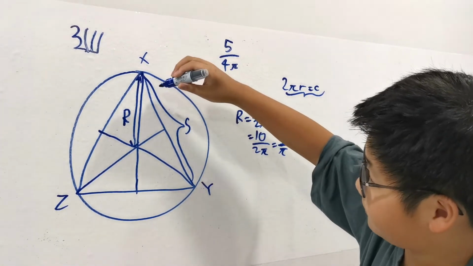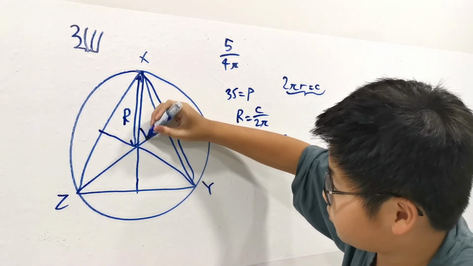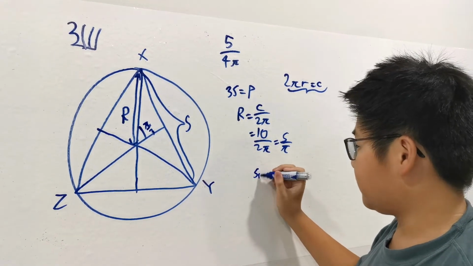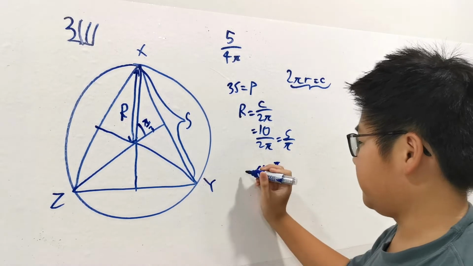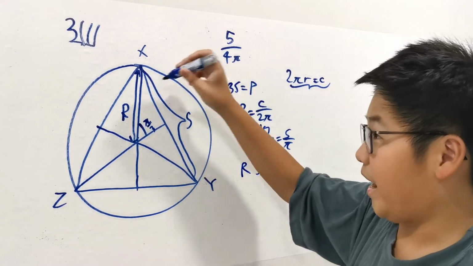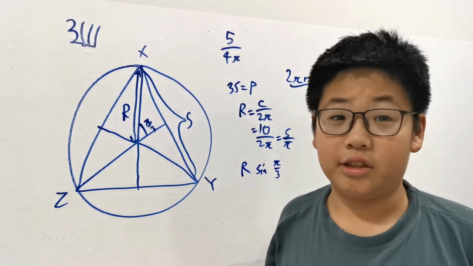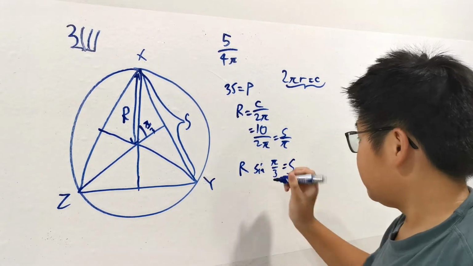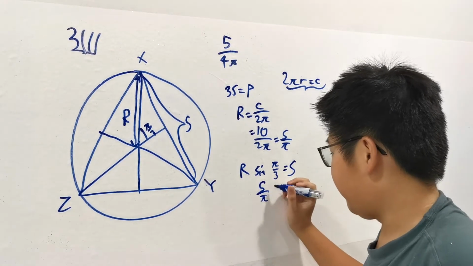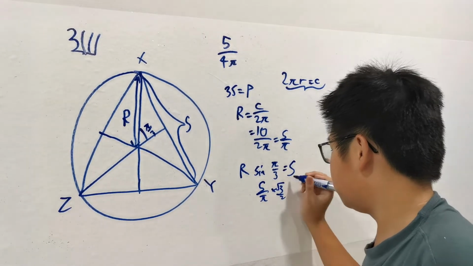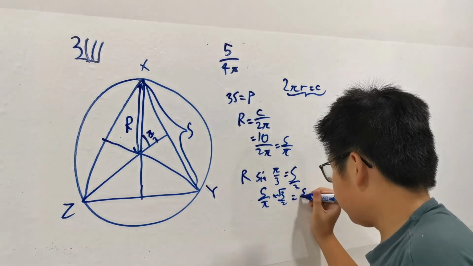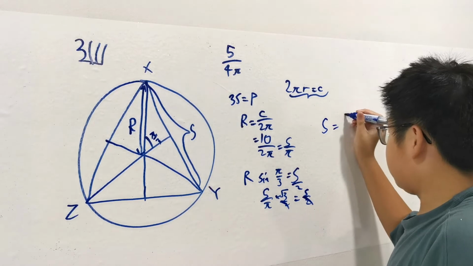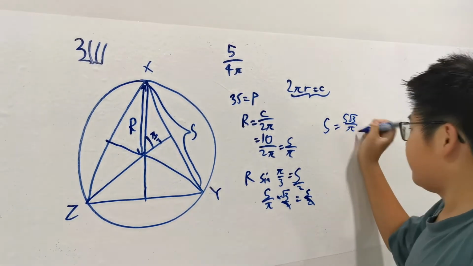Now we can find S. Looking at this diagram, and you know the trigonometry, this angle will be pi over 3. So sine pi over 3 times R, we will get half of S based on the definition for sine. So that means 5 over pi times root 3 over 2 equals S over 2. We can take away the over 2 here. That means S is 5 root 3 over pi.